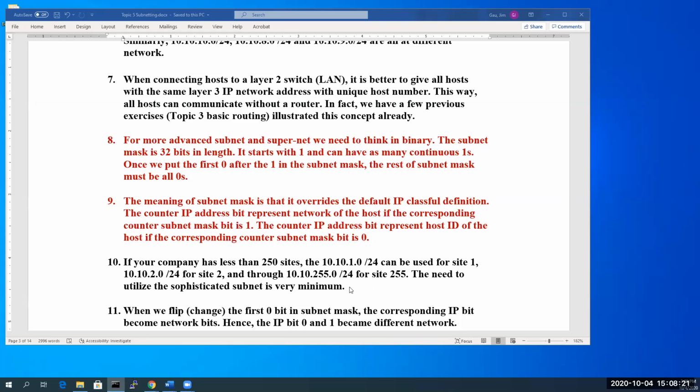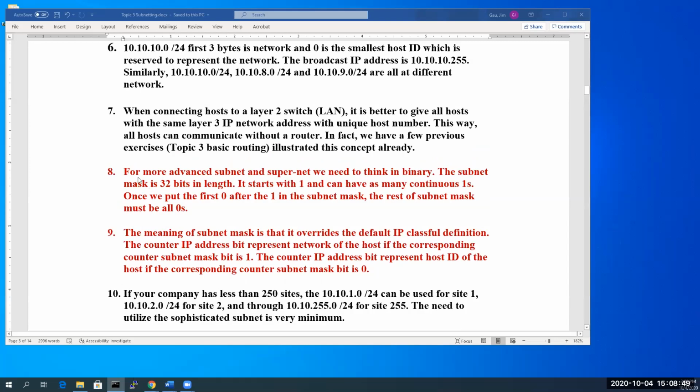But to pass the CCNA test, or just to show your proficiency in the subnetting and supernetting concept, we just have to spend time to go through that. As far as the practical uses of this, you don't really need to use a sophisticated subnetting method to implement it in your corporate network. Okay, so I just have to say that first. And number 8, we go back to that.